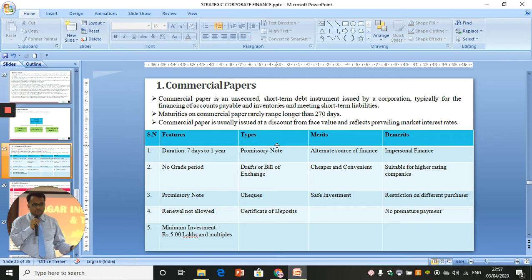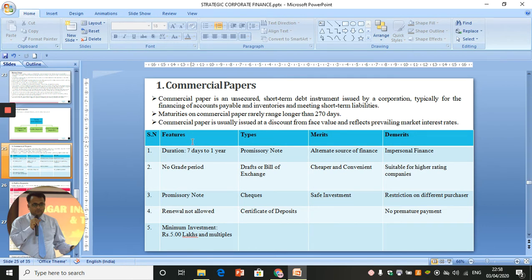Also, on the face value, it is issued at a discount. So if it is mentioned in its face value, for example, as 1,000 rupees, then it will be discounted and sold at 800 rupees, because it will be redeemed at the face value. So it is always issued at a discount.